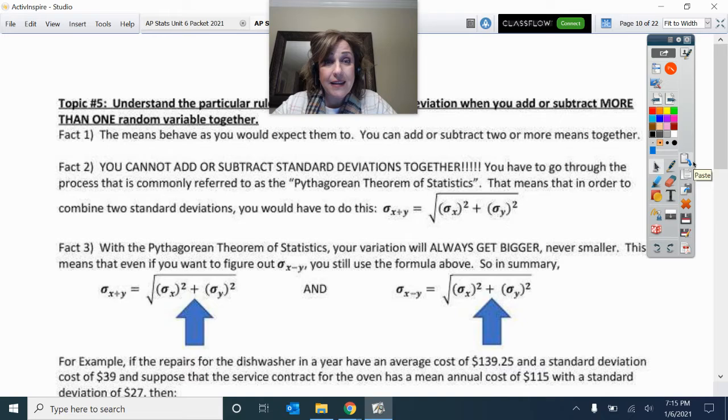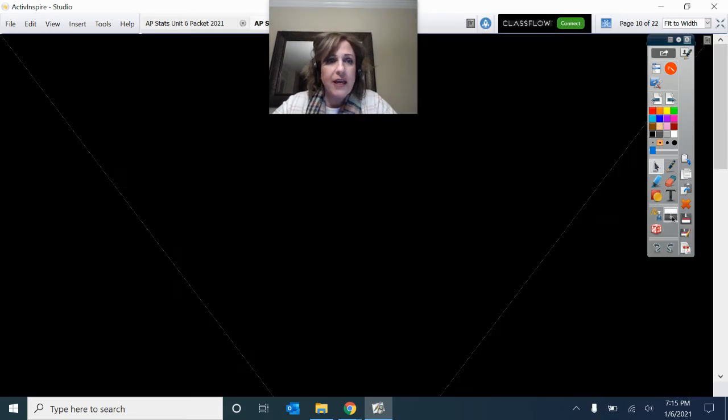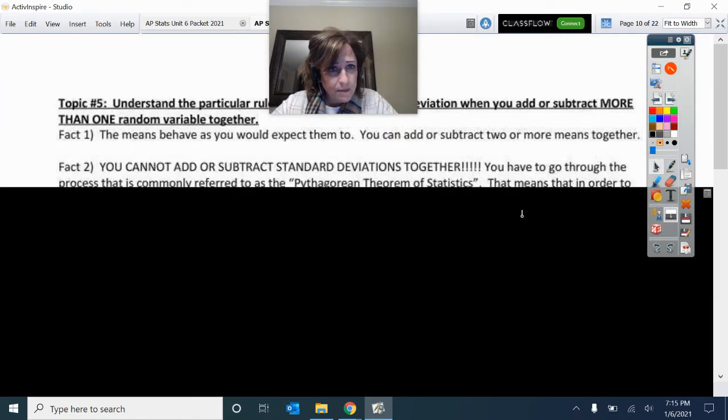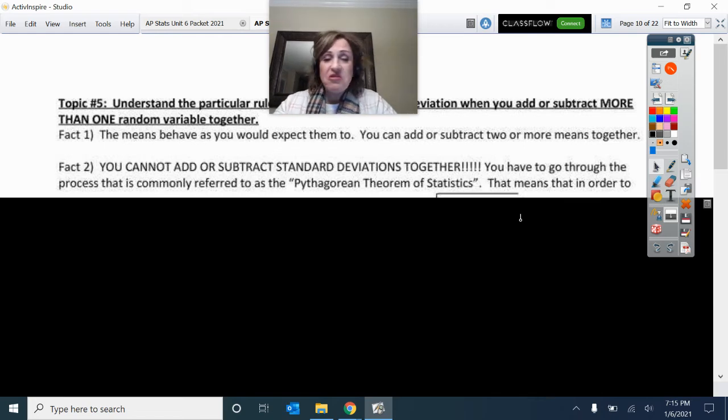A business plan is what you are trying to get. So guess what? Our means do just as we would expect them to. We're going to find that all year long, our means, the expected values, add, subtract, multiply, divide, combine, just like we would intuitively expect them to. But we will also find that standard deviations have special rules all the way through.